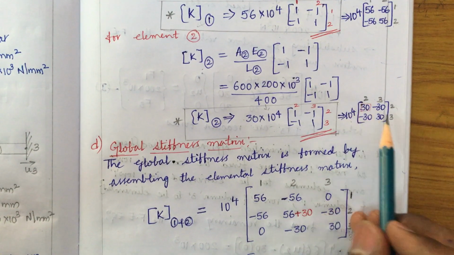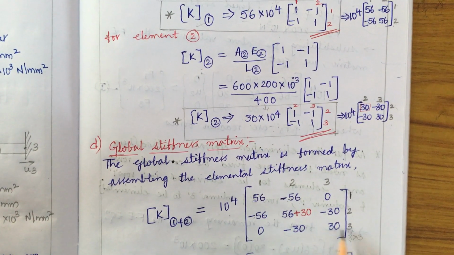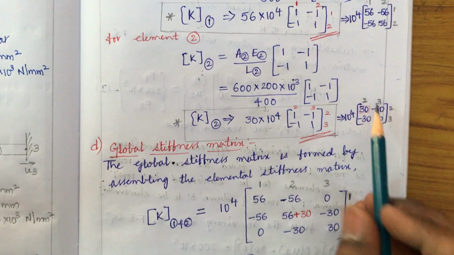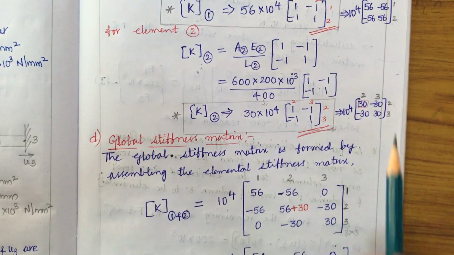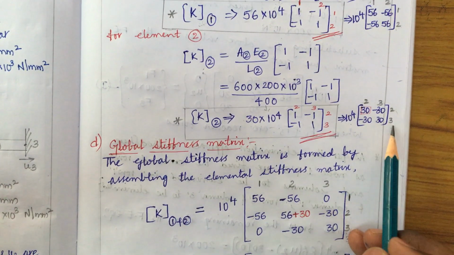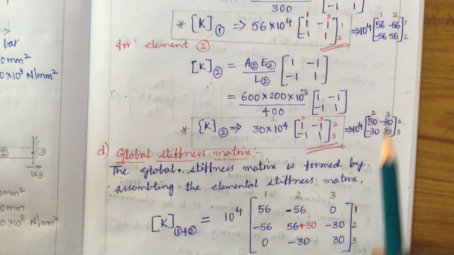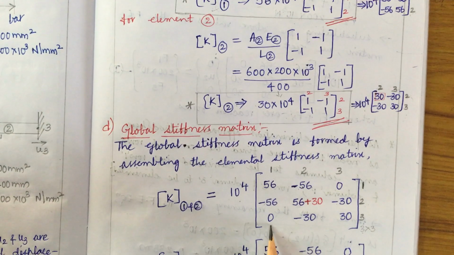Similarly, the 3 2 position value is -30, and the 3 3 position is +30. If you see here, there is no 3 1 position value, there is no 3 1 position anywhere, so that's the reason that becomes 0, dear students.